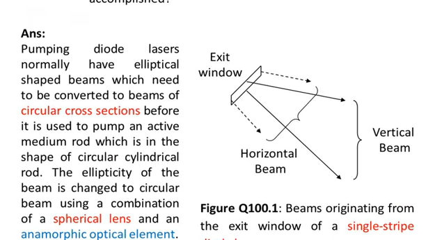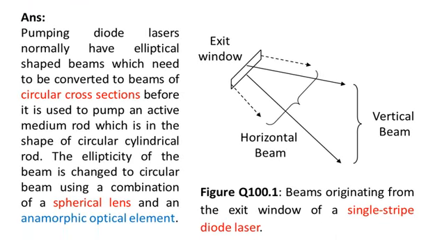The answer is, pumping diode lasers normally have elliptical shaped beams which need to be converted to beams of circular cross sections before they are used to pump an active medium rod, which is in the shape of a circular cylindrical rod. The ellipticity of the beam is changed to a circular beam using a combination of a spherical lens and an anamorphic optical element.